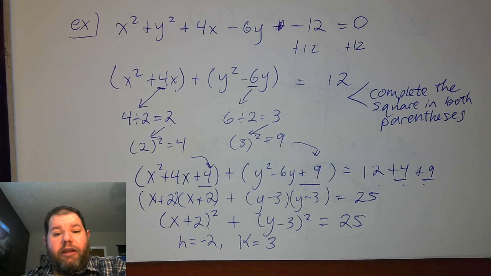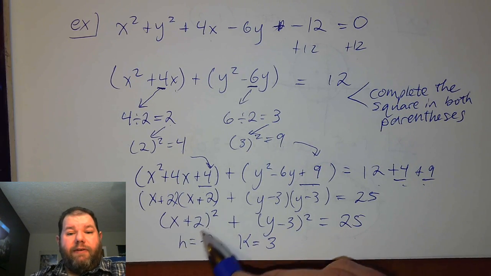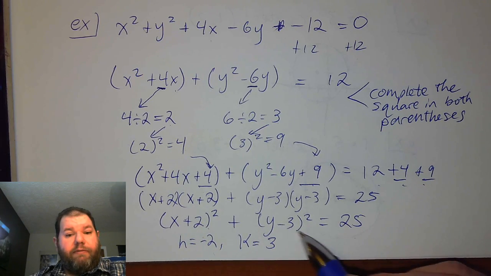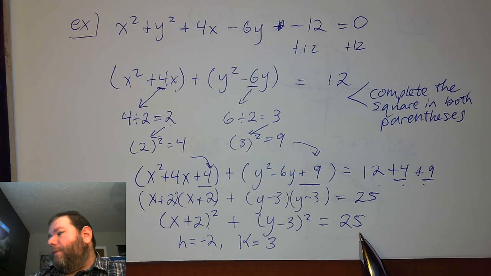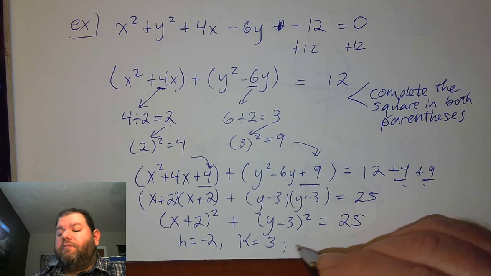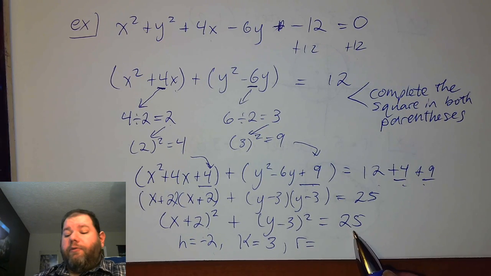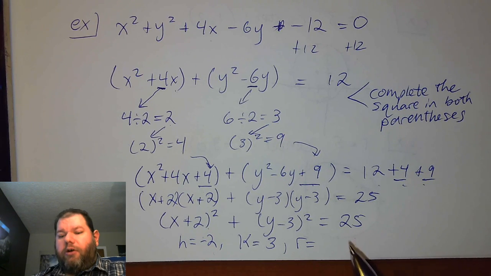And really what we can think of there, if it helps, is we were trying to figure out, okay, what value of x makes this 0? Well, negative 2 would make that 0, and positive 3 would make this one 0. What about a radius? What would the radius be? If this number represents r squared, R equals 5.